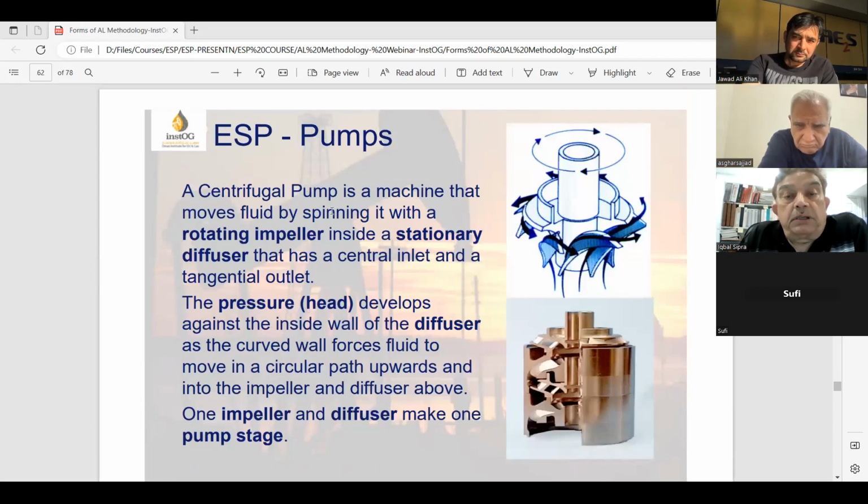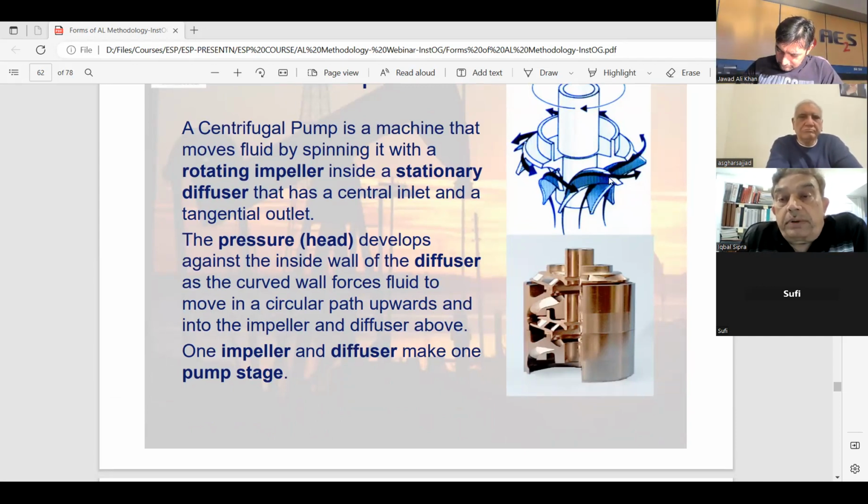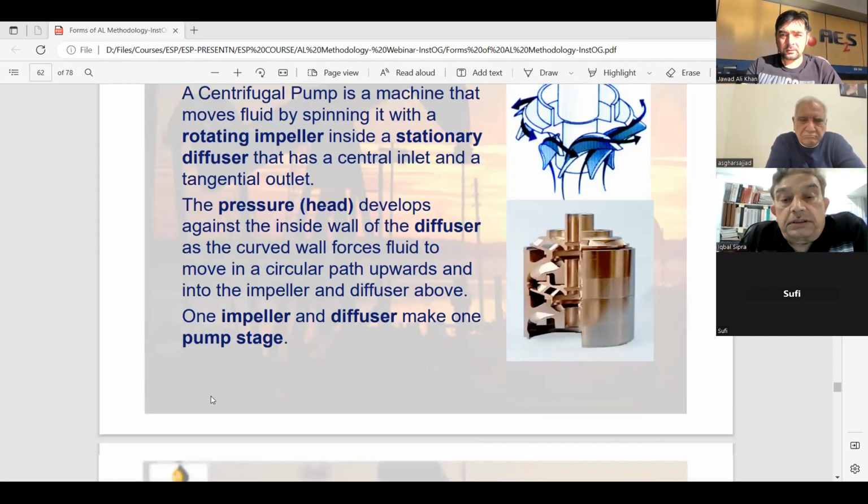The centrifugal pump is a machine that moves fluid by spinning it with a rotating impeller inside a stationary diffuser. This is your impeller and this is your diffuser, which has a central inlet and a tangential outlet. The pressure head develops against the inside of the diffuser, and the curved wall forces fluid to move in a circular path towards and into the impeller and diffuser above. One impeller and diffuser makes one stage.